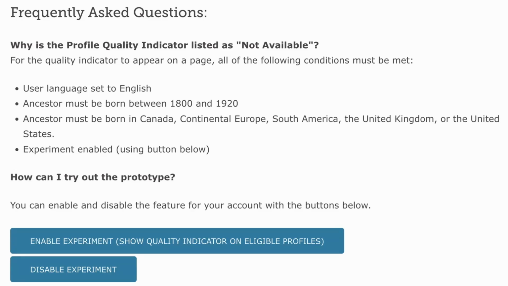And if you go to the little question mark at the top of the page on your pages and click on that, you'll see a link to the community. And that's how you get to giving feedback and getting into the discussions about the various things. And you could get into a discussion about the profile quality indicator, which is a nice way of putting it. And once again, the ancestor has to be born between 1800 and 1920. Why is 1800 the cutoff?